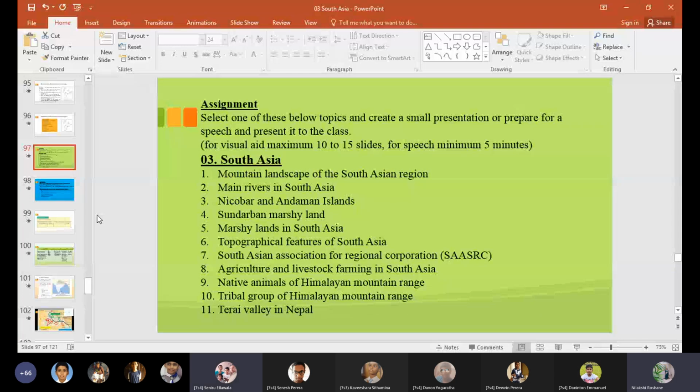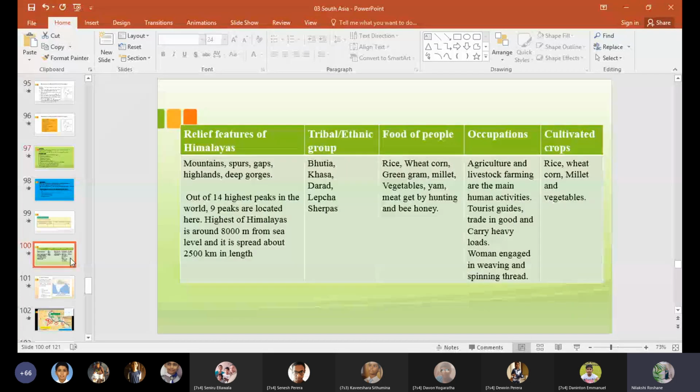Okay, for relief features of Himalayas, what are the relief features of Himalayas? I'm not talking about the landscape. You have to be specific. What are the relief features of Himalayas? Out of the 14 highest peaks, nine are located in the Himalayas.